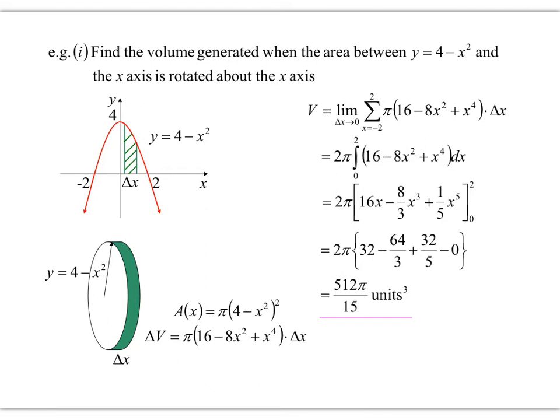So step number 1 is sketch. Step number 2, draw yourself your disc. Step number 3 is get your expression for area and volume. Step number 4, rewrite it in terms of limits. Then step 5 is the integration, and then actually integrate it and evaluate it. So a few different steps, but make sure that you've got that logical step-by-step series so you can find out the volume of any shape.